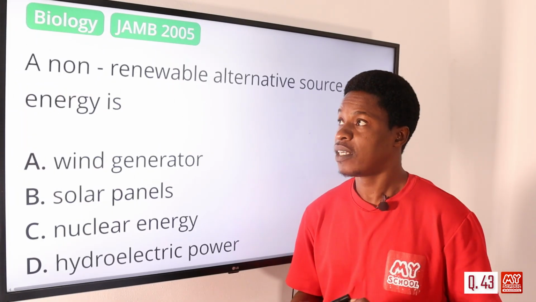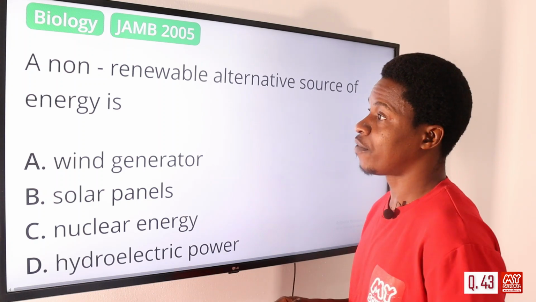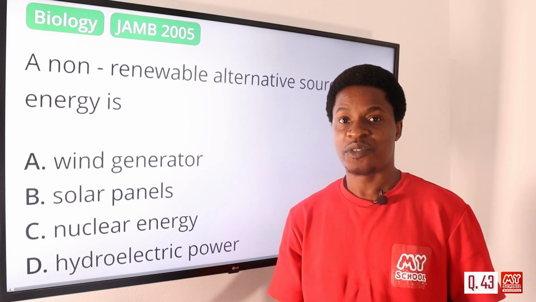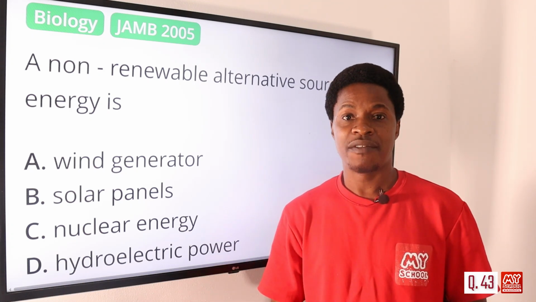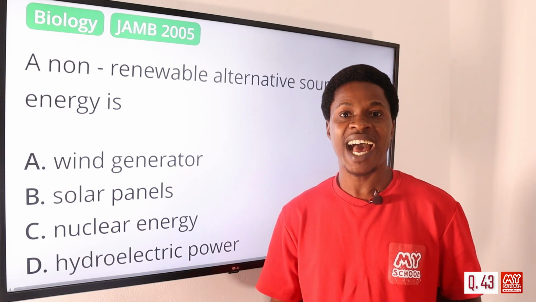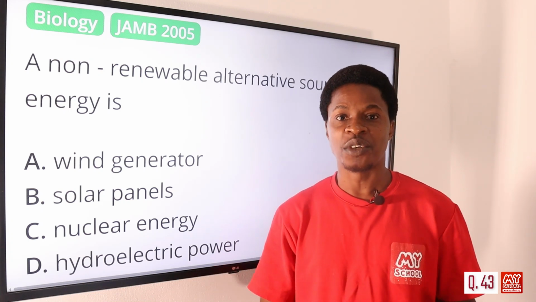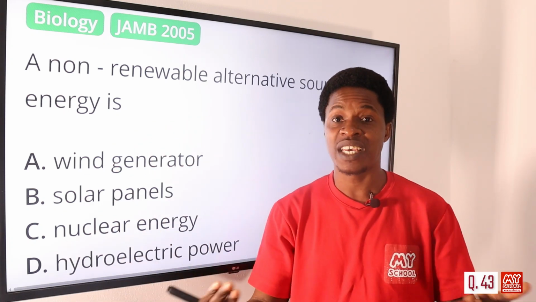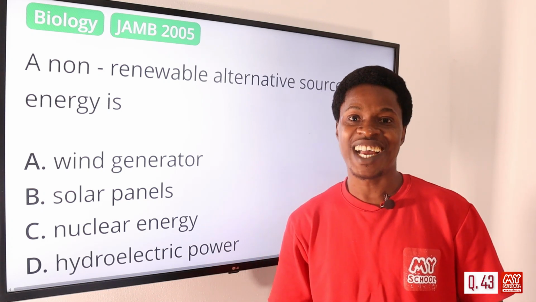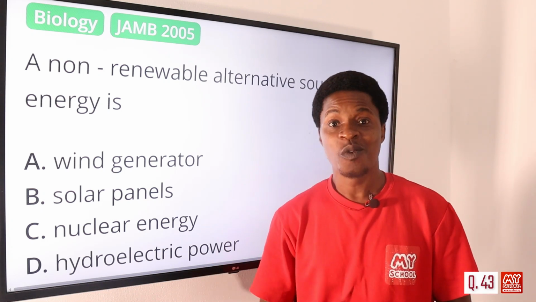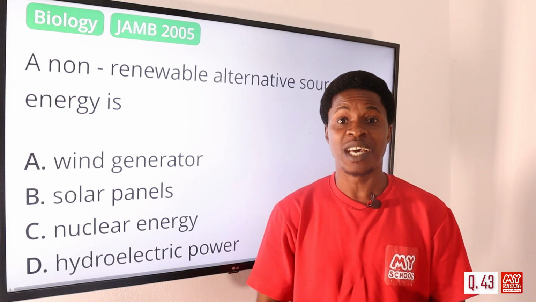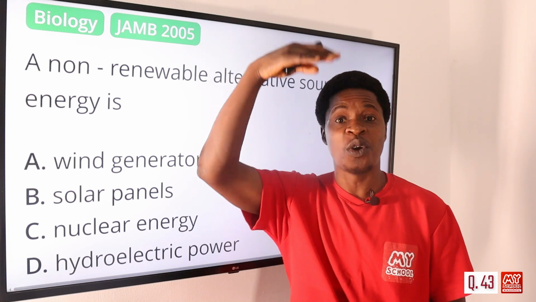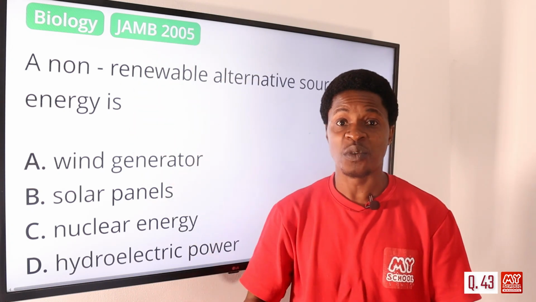Question 43. A non-renewable alternative source of energy is what? We have renewable sources of energy and non-renewable. Renewable sources of energy usually are from natural sources, and they are replenishable. You don't exhaust them. Once you are using them up, you have a source where they are being refueled. For instance, we have solar energy. Solar cannot get depleted. Even though you have a solar panel, once you are using up the energy there, it keeps replenishing because the sunlight is always there. So that is renewable.